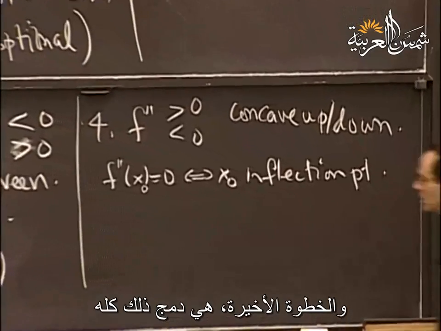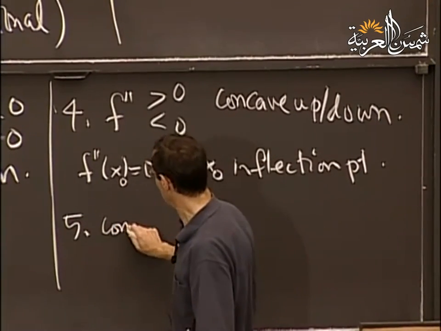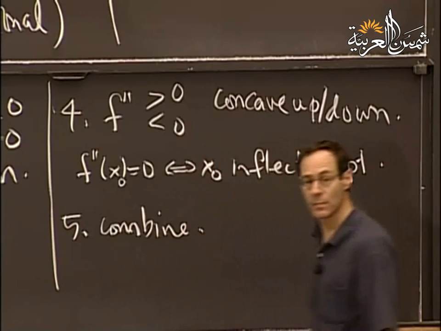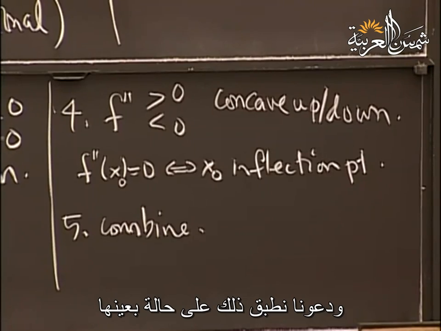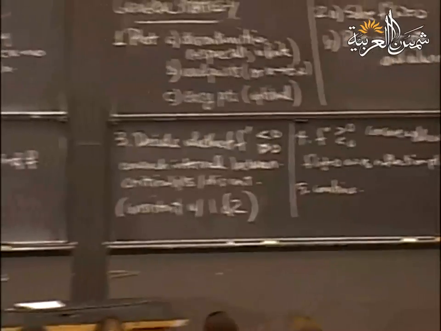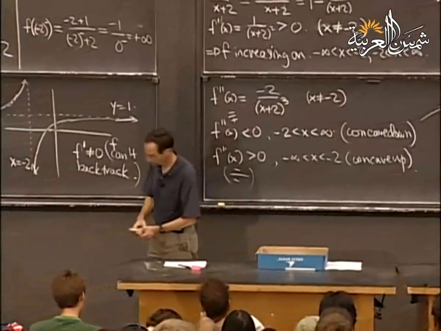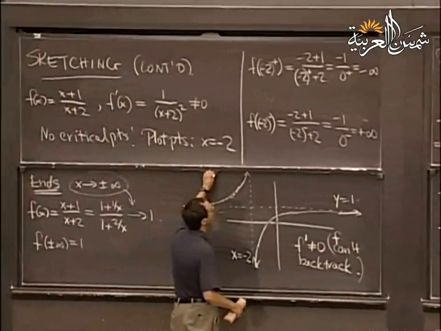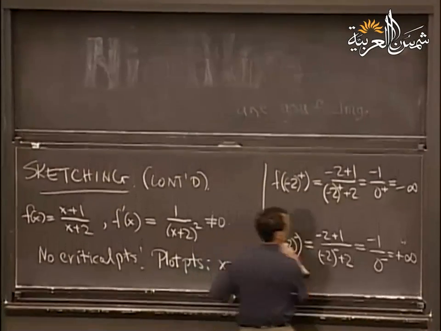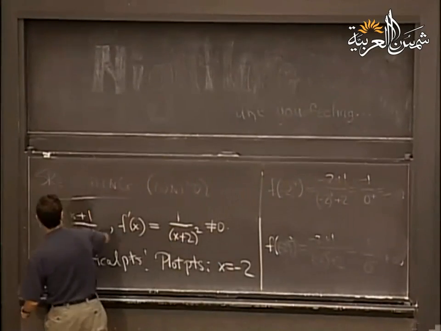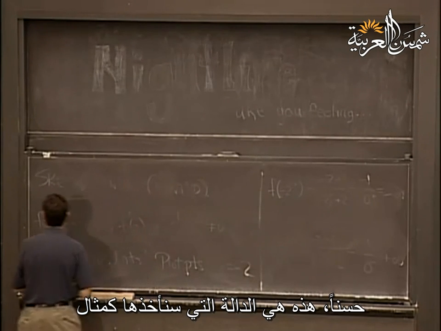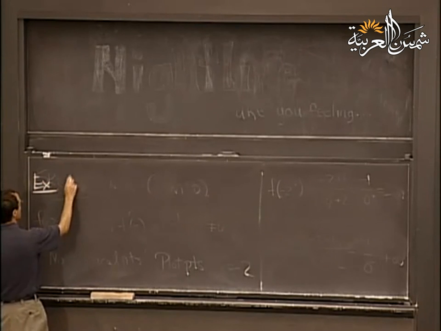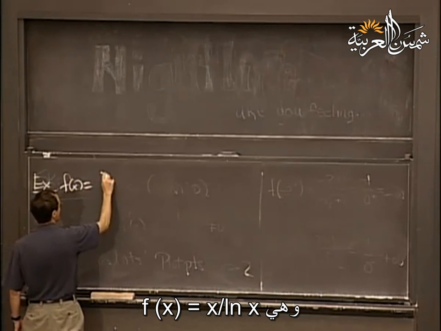All right? And the last step is just to combine everything. All right, so this is the scheme, the general scheme. And let's just carry it out in a particular case. So here's the function that I'm going to use as an example. I'll use f of x is x over log x.